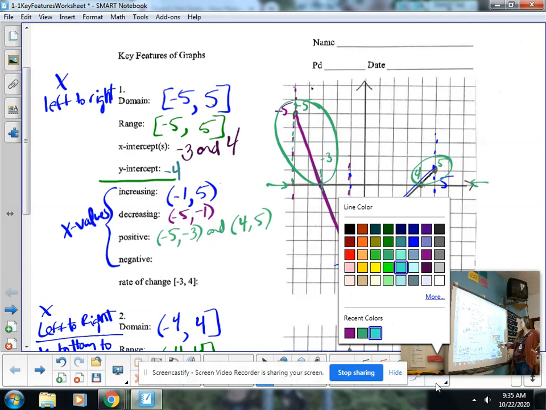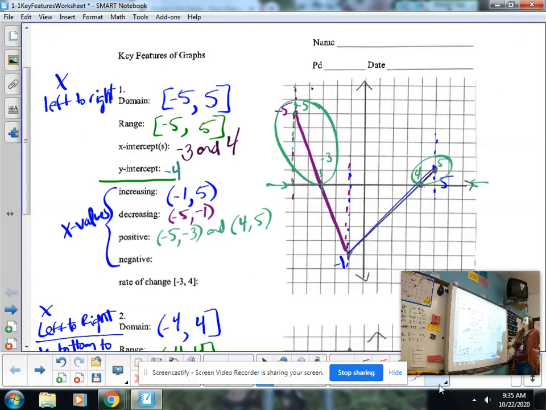Let's do one more switch. Negative is where it is below the x-axis. So that's going to be this entire piece here. So again, I'm looking at x values. This x value is -3. This x value is +4. So it is negative from -3 to +4.